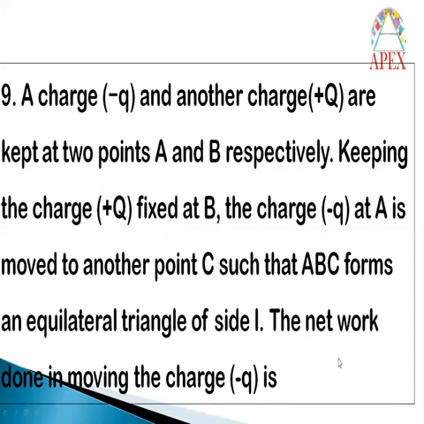And now, question number 9. A charge minus Q and another charge plus Q are kept at two points A and B respectively. Keeping the charge plus Q fixed at B, the charge minus Q at A is moved to another point C, such that ABC forms an equilateral triangle of side L. The net work done in moving the charge minus Q is. So here two charges were taken. What are the two charges? Minus Q and plus Q.